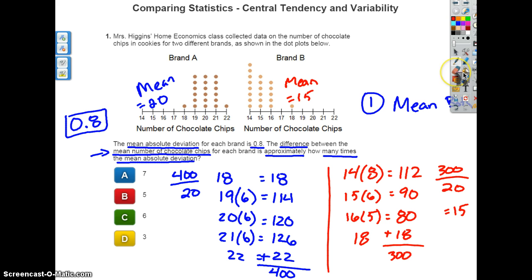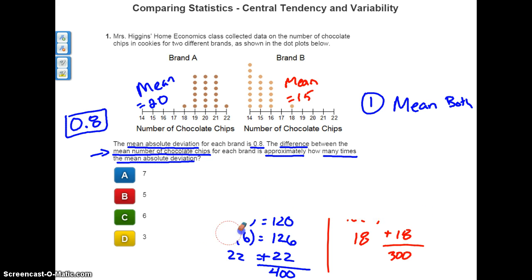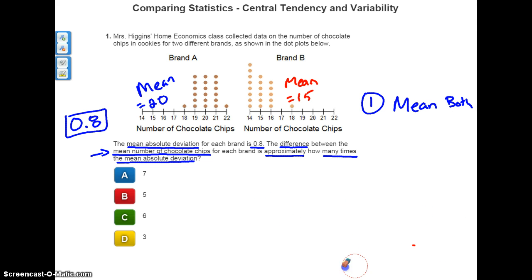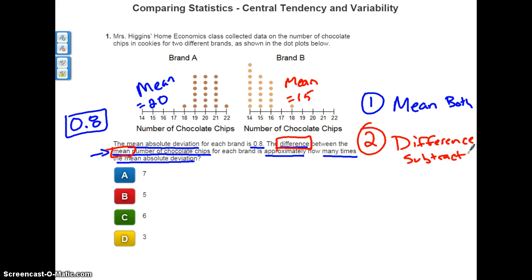Okay? Now, step 2. I'm going to erase all of this. Don't need to find the mean anymore. Step 2 is the next part in my problem, which in this case, I need to find the difference between the means. Well, the difference means I'm going to subtract, because we know the difference is the answer to a subtraction problem. So I take my mean here, 20, subtract 15 for my second mean, and I get a difference of 5.